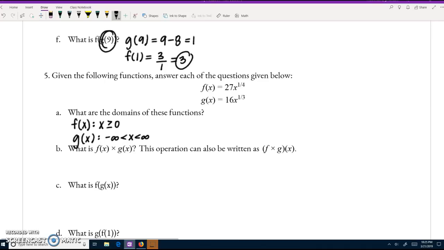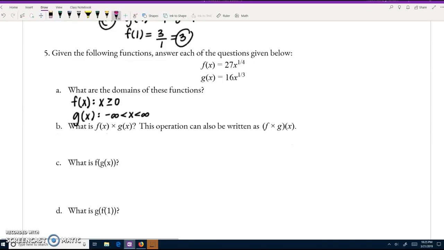Part B asks us to do some function multiplication. So we're just going to take f and multiply it by g, which means I'm going to take 27, x to the 1/4, and multiply it by 16, x to the 1/3. That's going to be kind of a big number. If I multiply 27 by 16, I'm going to get 433.